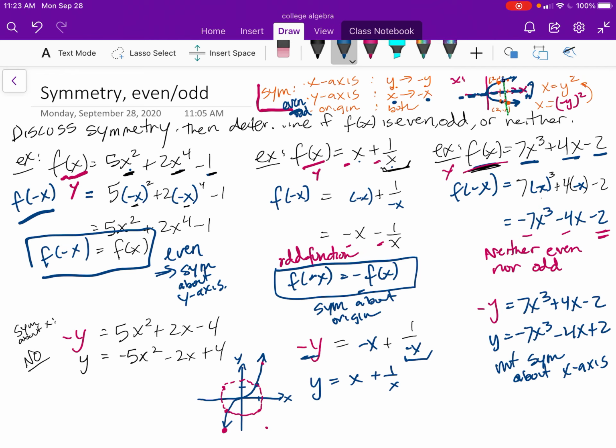Okay, be careful if you're doing the original test, like plugging in negative y, negative x, and then both. We're trying to see if we get back to the original equation. If you're testing for even or odd, then you're using the function rules: substitute negative x and see if you get the opposite or the original, right? All these signs did change, but I wasn't doing the f of negative x test. I was testing symmetry about x.